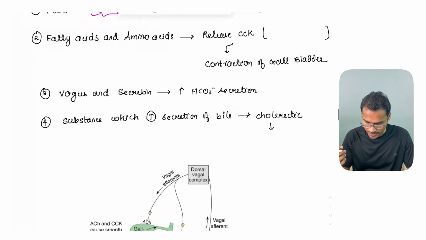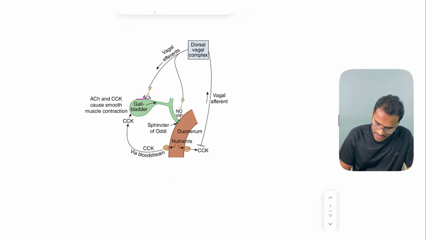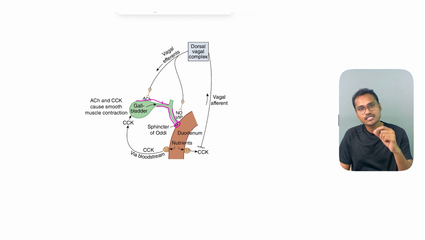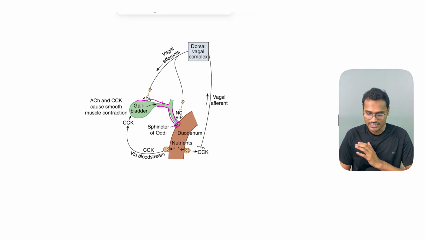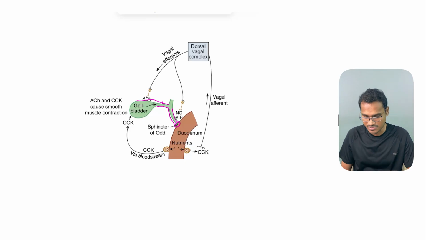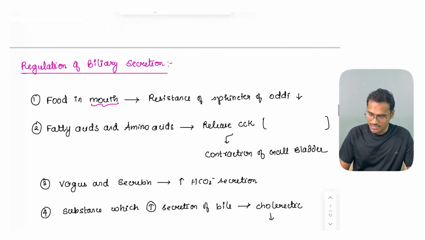What is the sphincter of Oddi? The gallbladder has ducts which empty into the duodenal area, and there is one guarding area called the sphincter of Oddi. This sphincter of Oddi will start to release as soon as food is in the oral cavity itself. It is just going to prepare so that it can easily digest the substances. Then it decreases the resistance of the sphincter of Oddi.